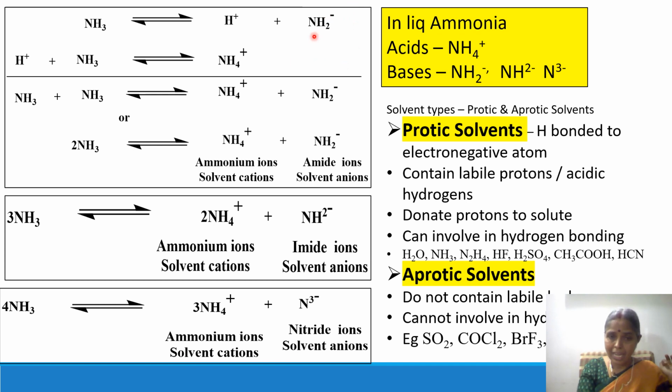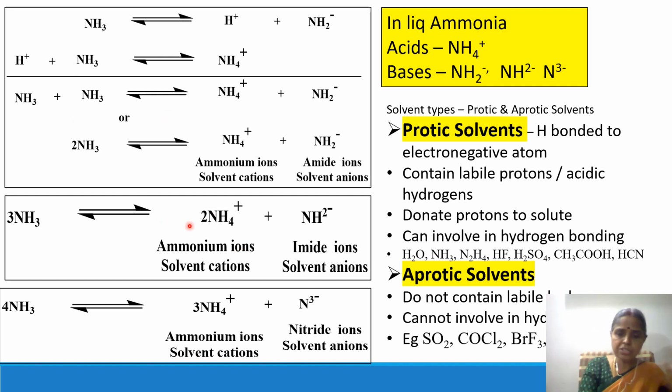If they produce NH2 minus, which is the amide anion, or NH2 minus, the imide anion, or the nitride ion, N3 minus, which also can be obtained from ammonia: 4 ammonia molecules will form 3 NH4 plus and 1 nitride N3 minus ion. So, if these ions, amide, imide or nitride, are generated by the particular substance when it is kept in ammonia, then you can call it a base. If it produces H plus or NH4 plus, it is an acid.